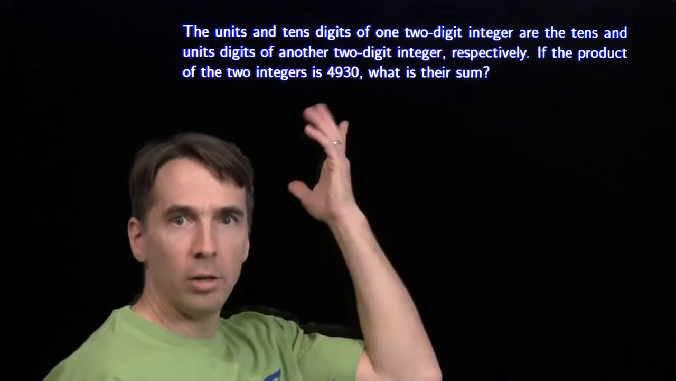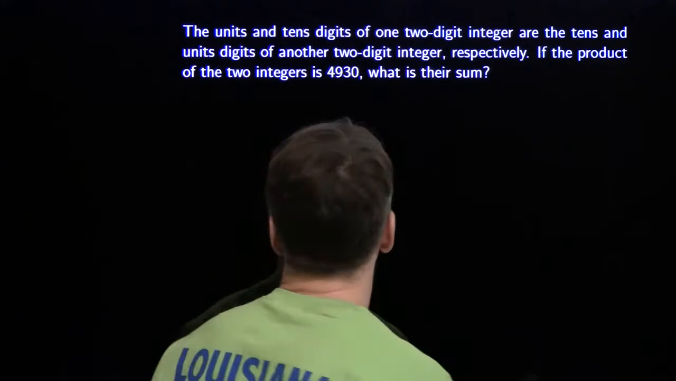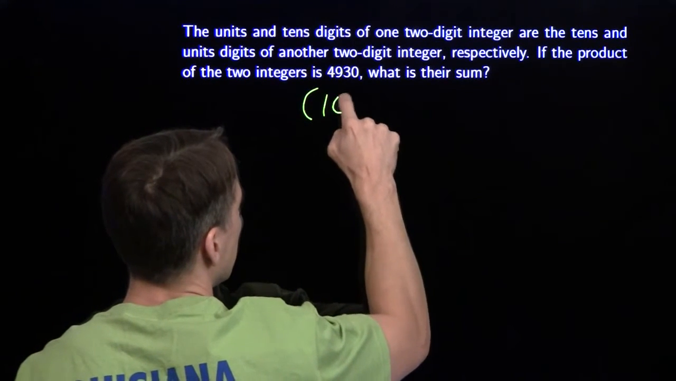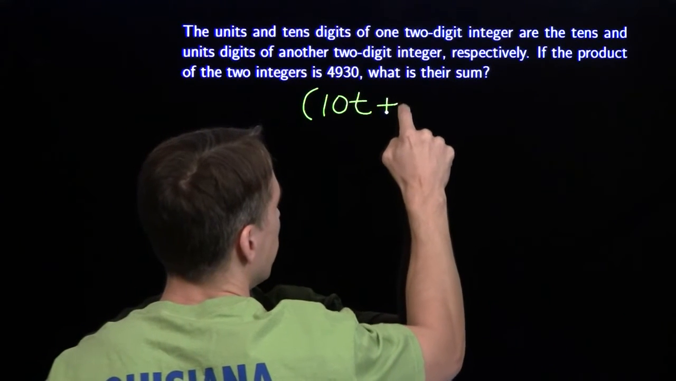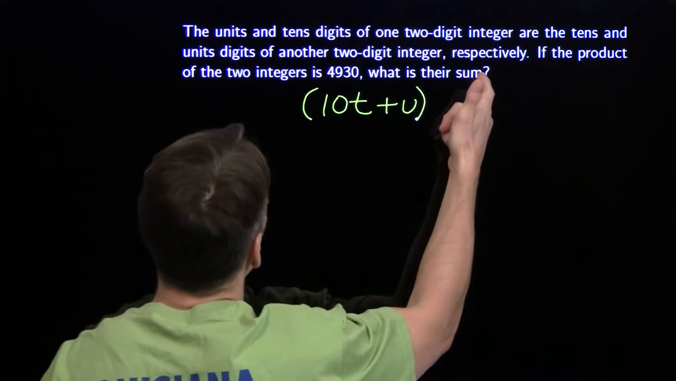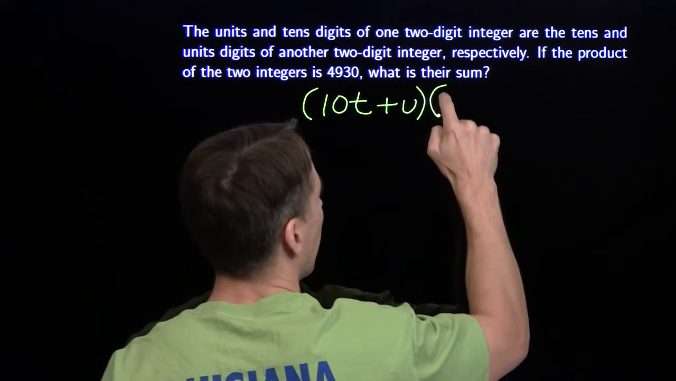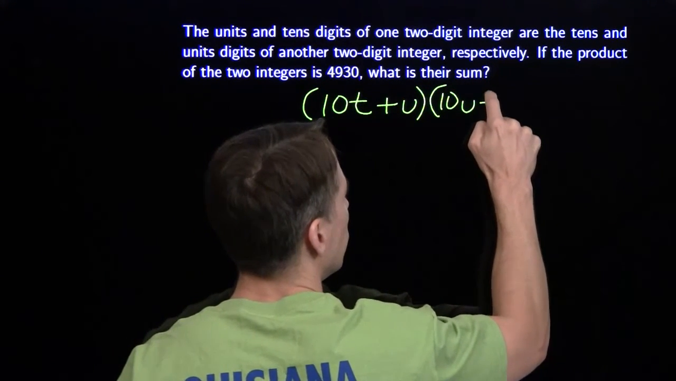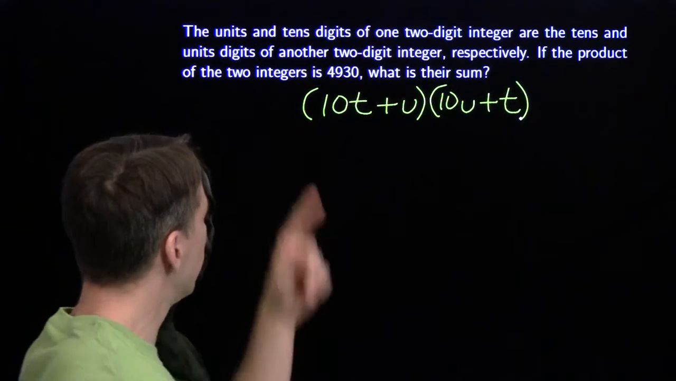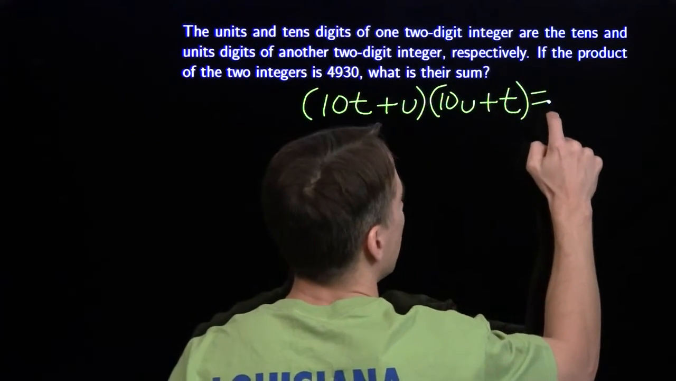Oh boy. All right, so we got all these words. We know what to do with words. We're going to write an equation. We're going to say our first integer is 10t plus u, where t is the tens digit and u is the units digit. And then we're going to reverse that to get our other number. It's going to give us 10u plus t. And then we're told that when we multiply these two, we get 4930.